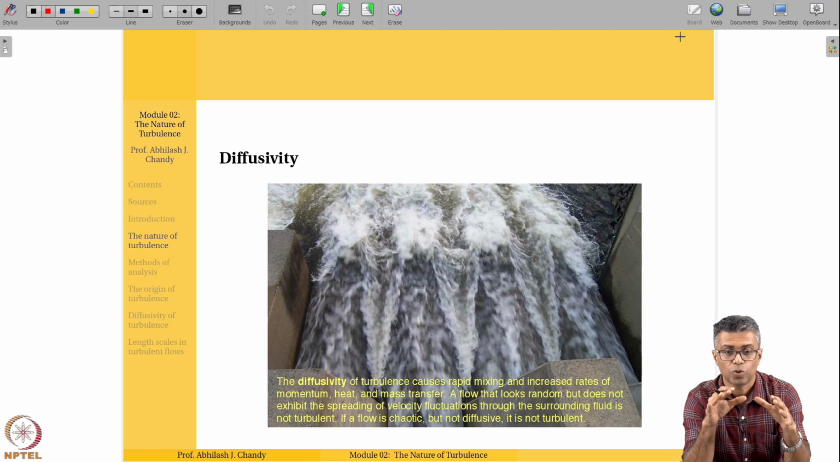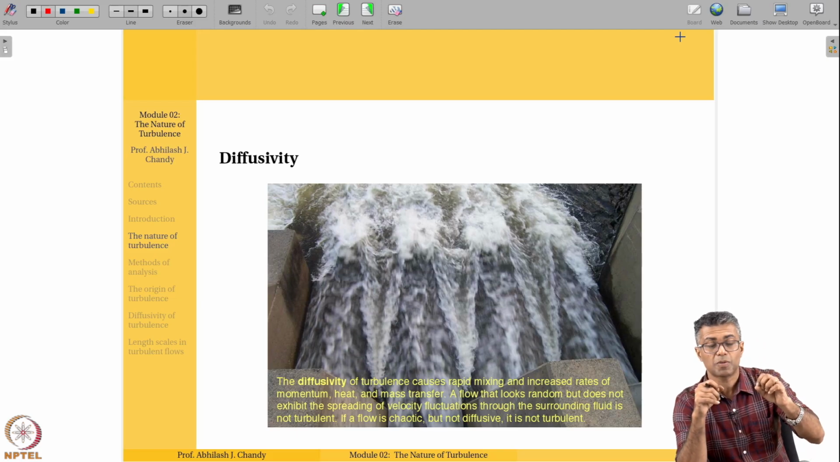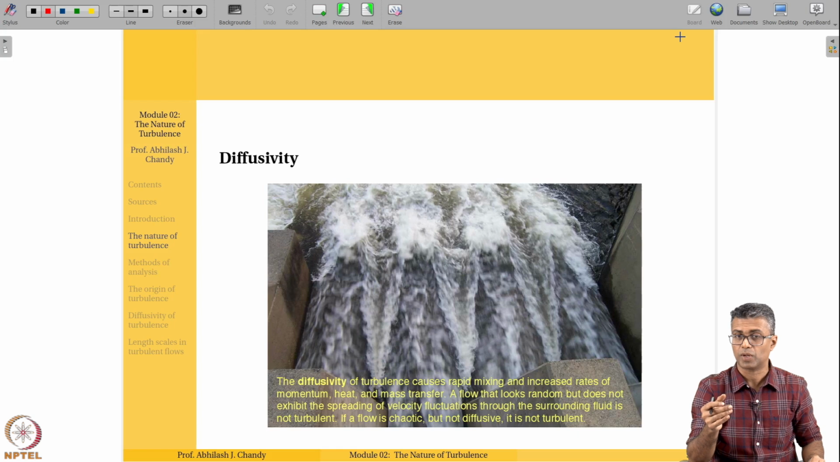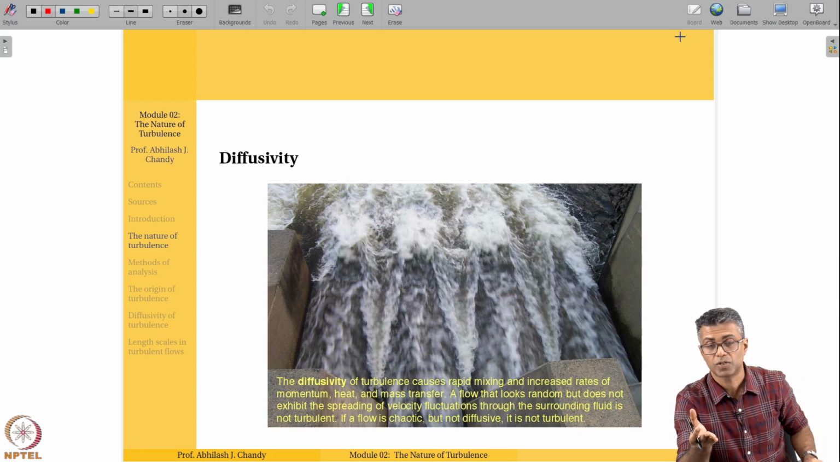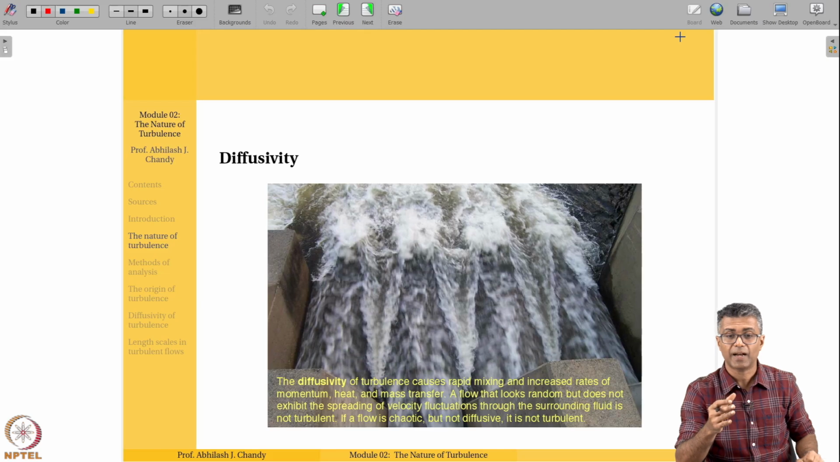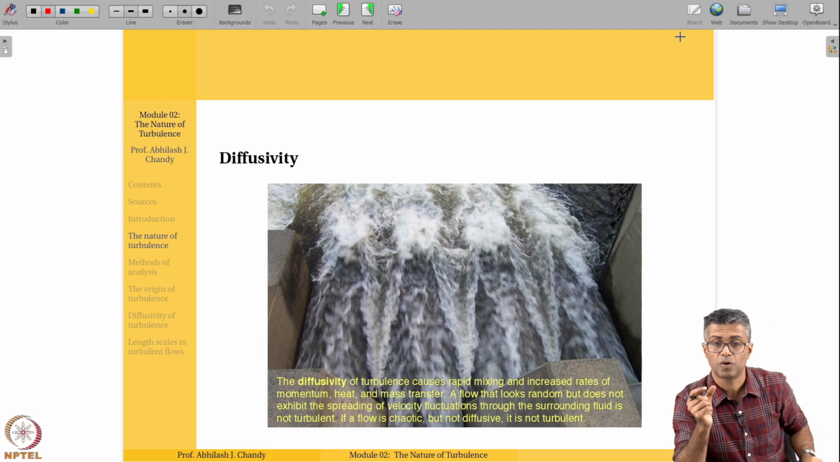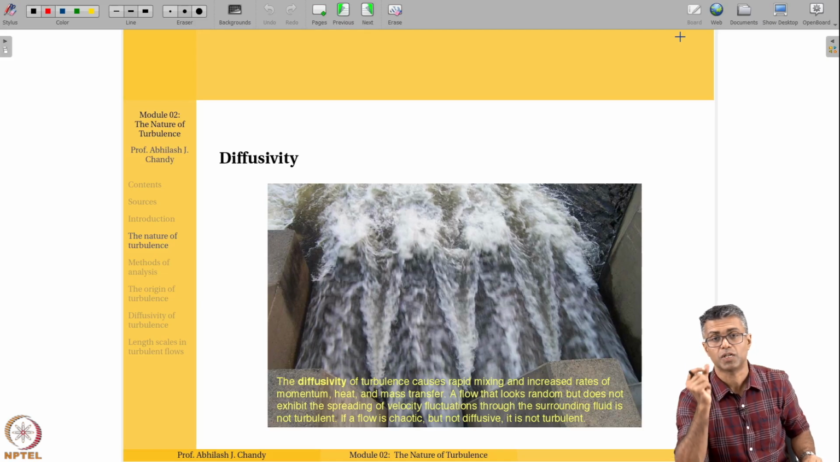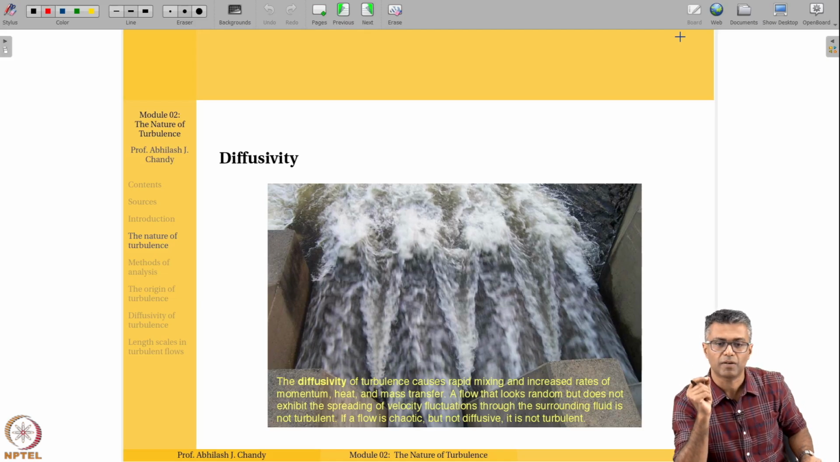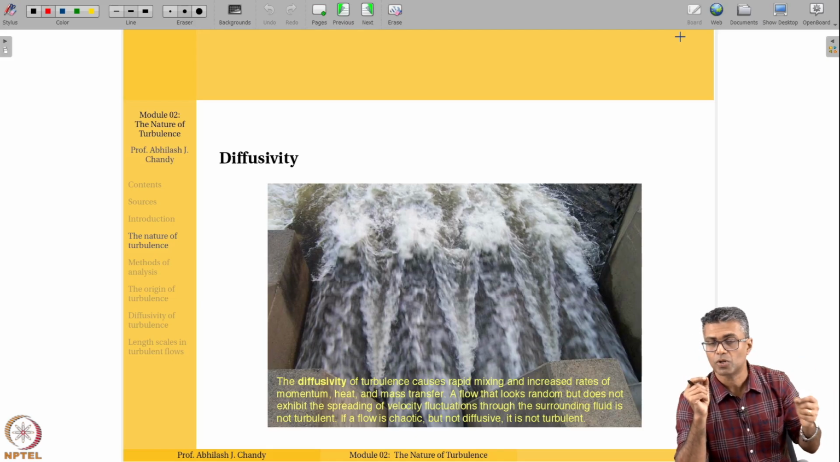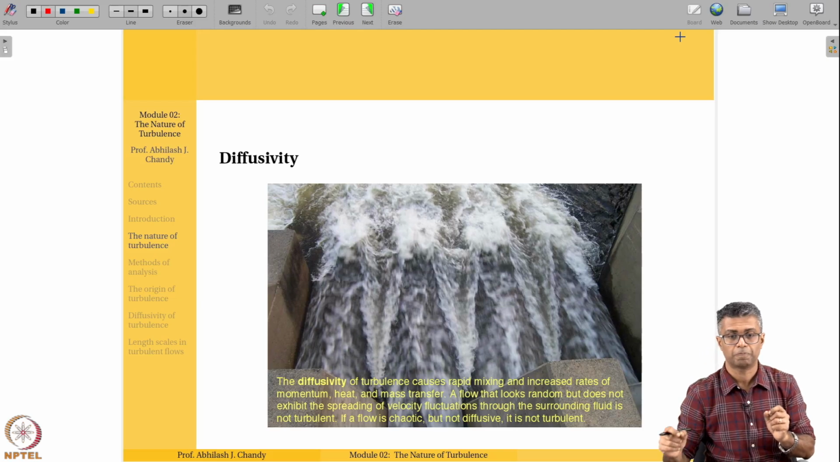A flow that looks random but does not exhibit the spreading of velocity fluctuations through the surrounding fluids is not turbulent. So what do I mean by that? It might seem random to us, so irregular in other words, but if it does not have the feature of spreading these velocity fluctuations, in other words, diffusivity, it is not turbulent. That is one of the main requirements of it being turbulent. So a flow might look chaotic, might look irregular, but if it is not diffusive, it is not turbulent.